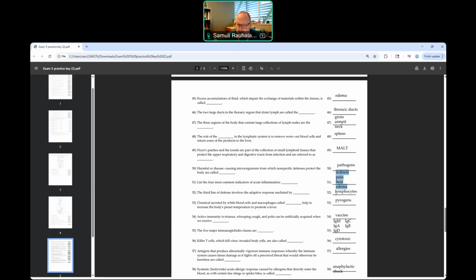Remember how our body protection worked through multiple lines of defense, keeping the pathogen from getting into the body through a barrier like skin was the first one, chemicals like sweat, stomach acid, and tears, the second line of defense, and finally, lymphocytes, so B and T cells, were the third line of response. Pyrogens instead refer to the chemicals secreted by white blood cells and macrophages. They help in fever, to increase body temperature.